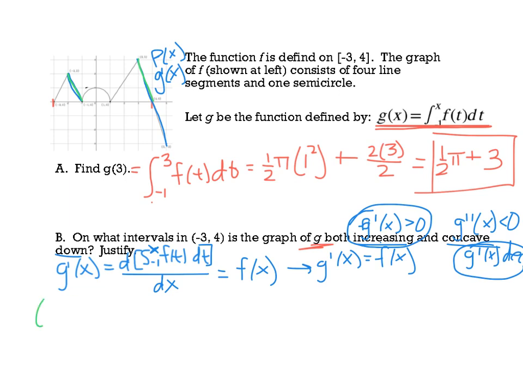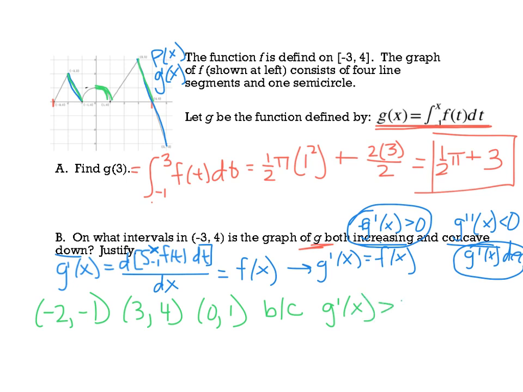So the only intervals where we have increasing and concave down are going to be from -2 to -1, and let's see here, 1, 2, 3, 2 to 4. And actually, there's going to be one more area because it's positive and decreasing also right here on this semicircle, so also from 0 to 1. And you need to make sure you justify. So we're going to say because g prime of x is greater than 0 and g prime of x is decreasing.